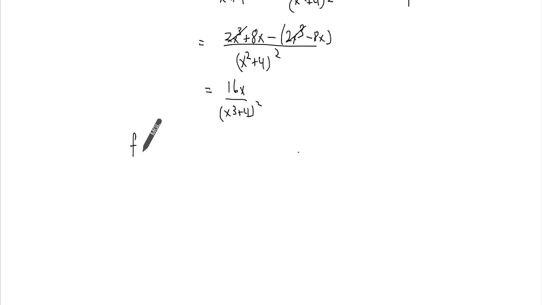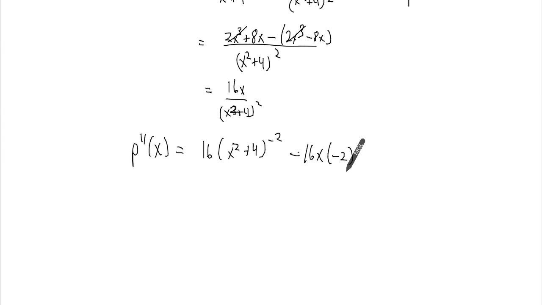So it's p not f, p double prime of x will equal the derivative of the top, which is 16, times x squared, this should be a squared, plus 4 to the negative 2, minus 16x from the top, times this negative 2. Actually, this negative is already there, so that's why it's negative 2 times x squared plus 4 to the negative 3 now, times my derivative of the inside, which is 2x.